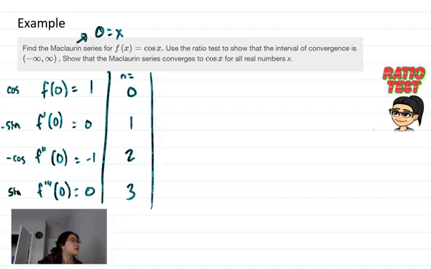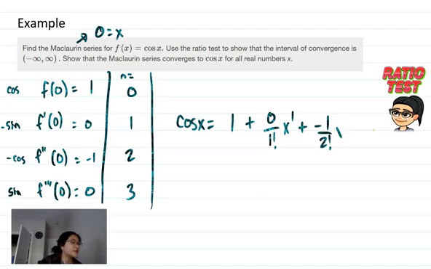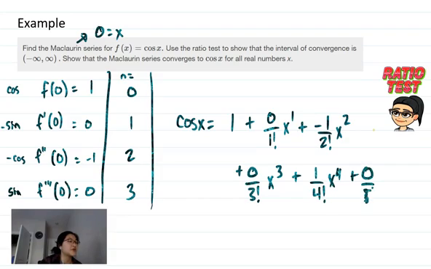And so when we're constructing our Maclaurin series, we have cosine of x equals 1 plus 0 over 1 factorial times x to the 1, plus negative 1 over 2 factorial times x to the 2, plus 0 over 3 factorial times x to the 3, plus 1 over 4 factorial times x to the 4th, plus 0 over 5 factorial times x to the 5th, minus 1 over 6 factorial times x to the 6th, and so on.